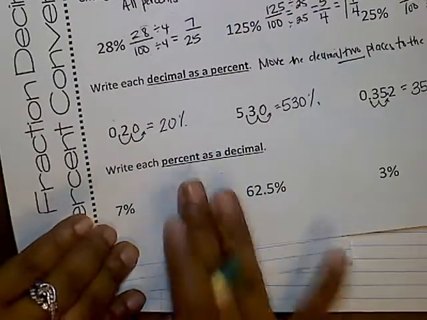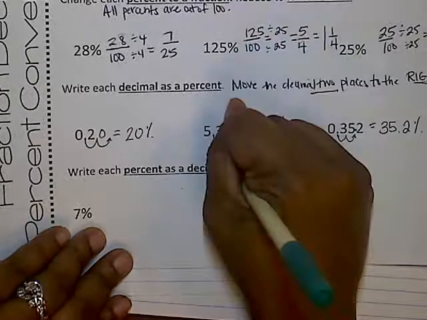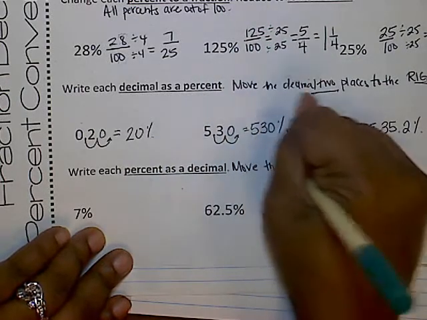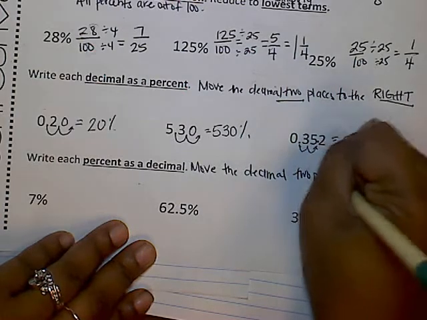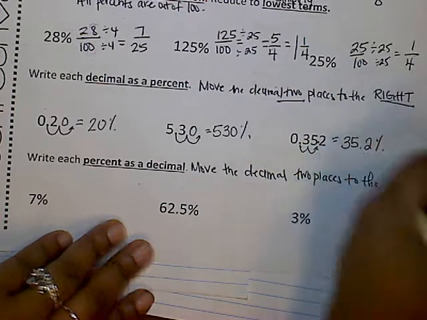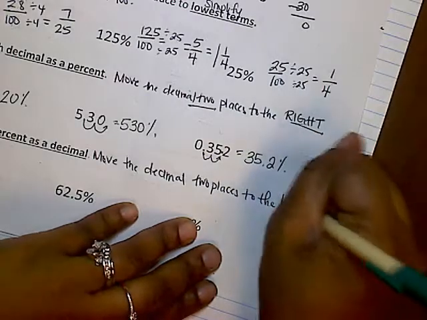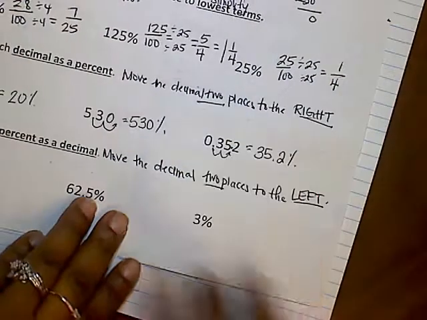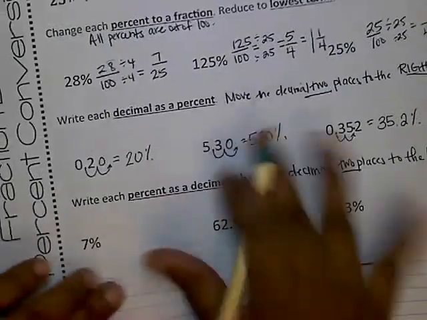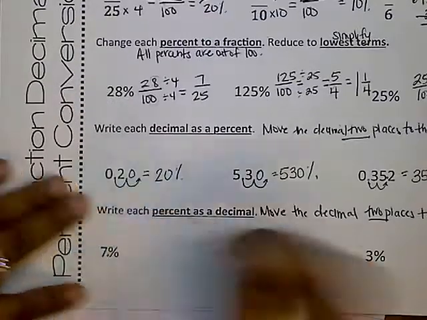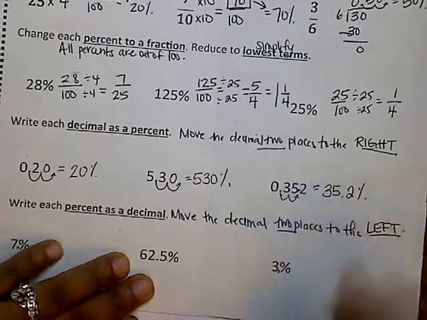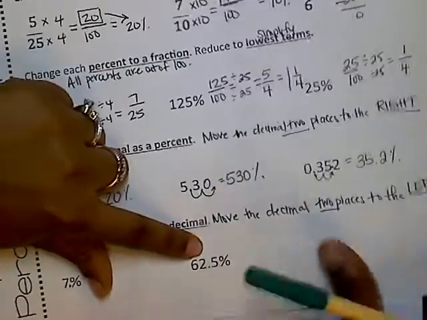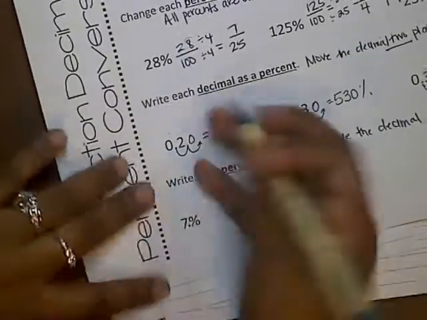Lastly, we're going to write the percent as a decimal. So we're going to move the decimal 2 places to the left. So we're going the opposite way now. So we're going 2 places, but this time to the left. So again, our decimal points are hiding right behind the number, except for here because we see our decimal point. So we're just going to take it and move it twice to the left.